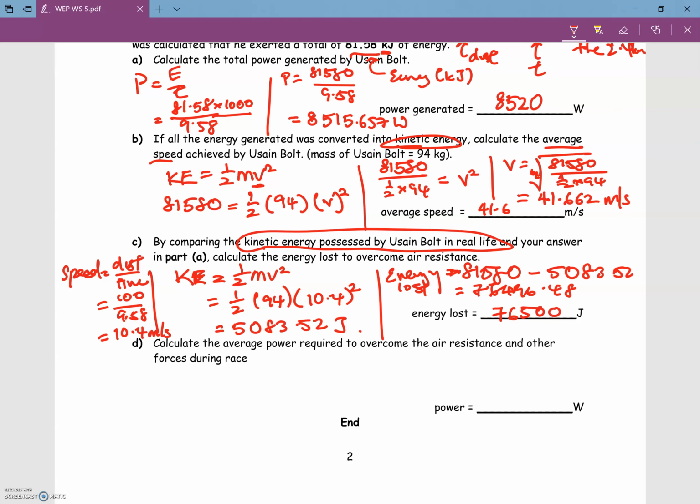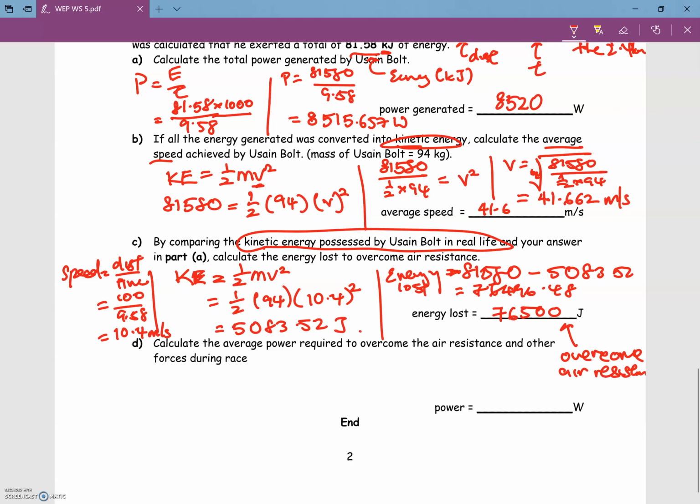The question is, why is all this energy lost? Definitely it must have gone somewhere. So as you're running, what do you always feel? You always feel like the air is pushing you back. So imagine most of this energy loss is used to overcome air resistance.